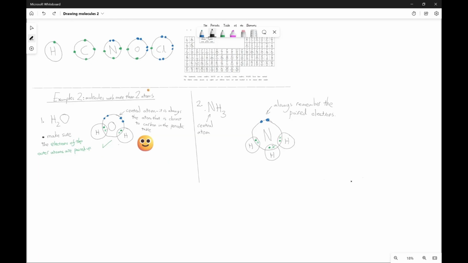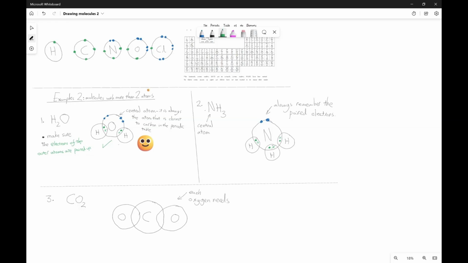Okay, let's draw a line here, like so. Example 3 is CO2, carbon dioxide. Now, carbon's a central atom, and each oxygen needs 2 electrons. So what happens is the carbon provides it with the 2 electrons represented by dots. So there we go. Each has a double bond now, and don't forget to include the 2 lone pairs on each oxygen atom at the end, like so.